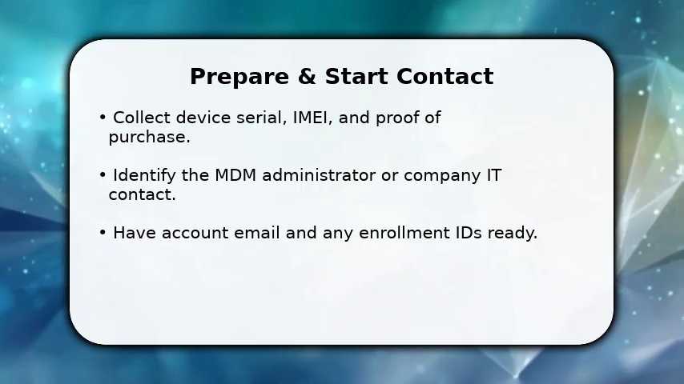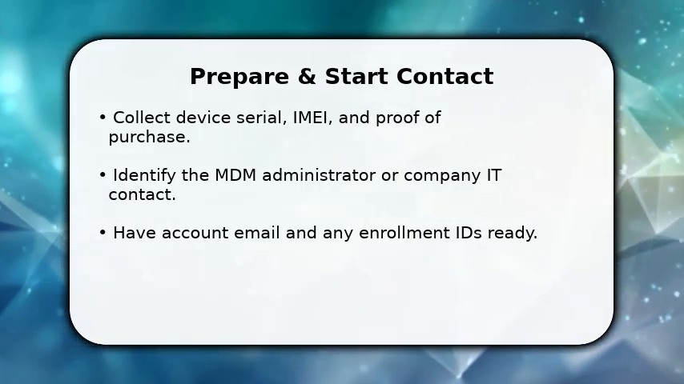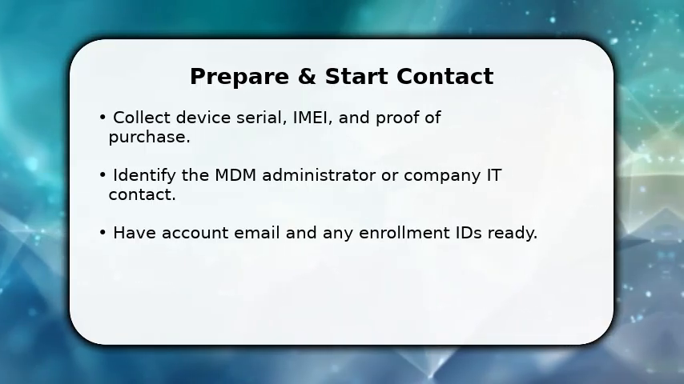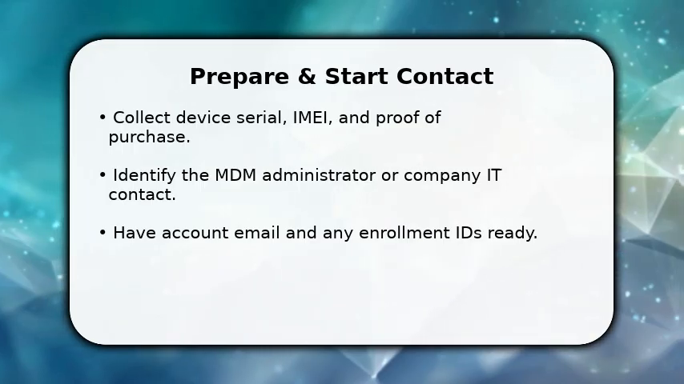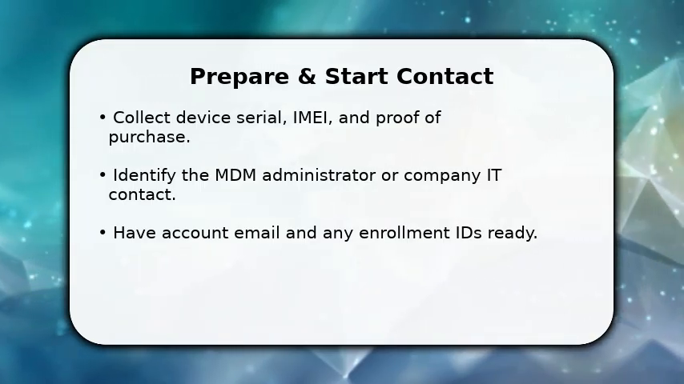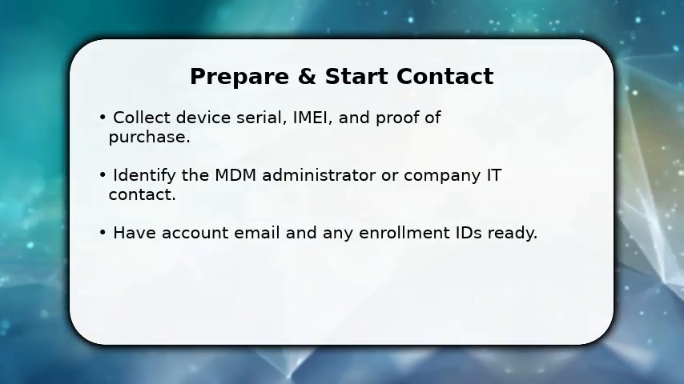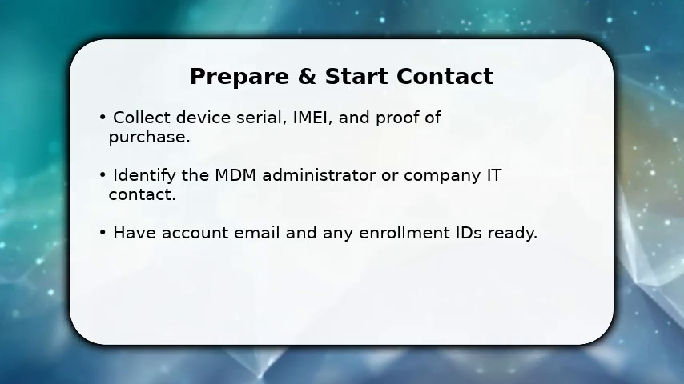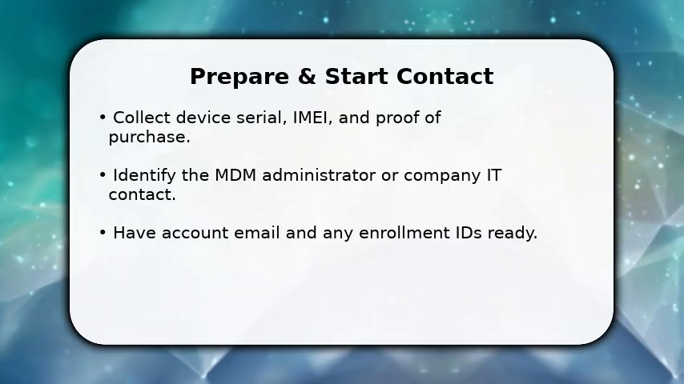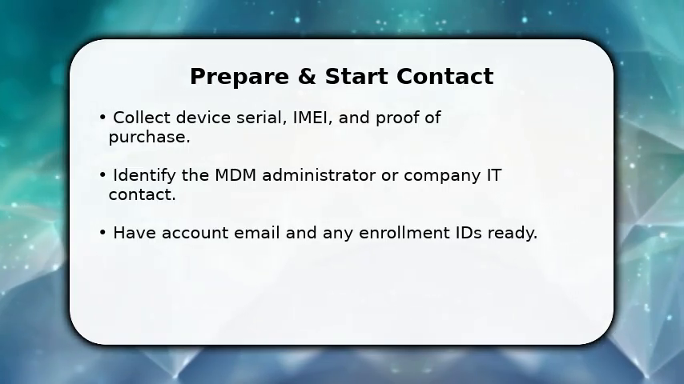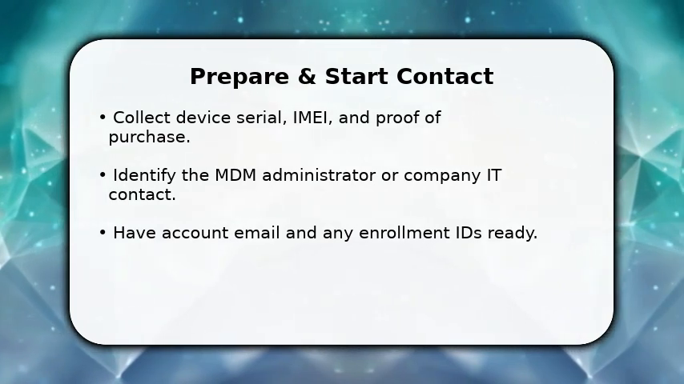You begin by gathering what you need: serial, IMEI, proof of purchase, and the account email tied to management. Once done, contact the organization that enrolled the device, IT, or the MDM vendor, and tell them you need removal. Explain why and provide the serial and purchase evidence so they can verify ownership. Make sure to note any enrollment ID and the exact device model. This speeds validation and prevents back and forth while they prepare the removal or unenrollment action.